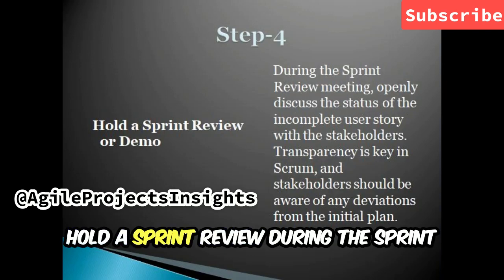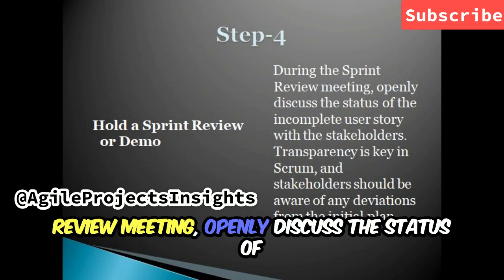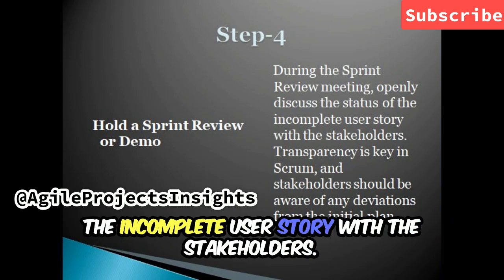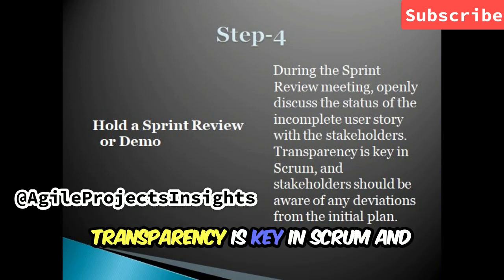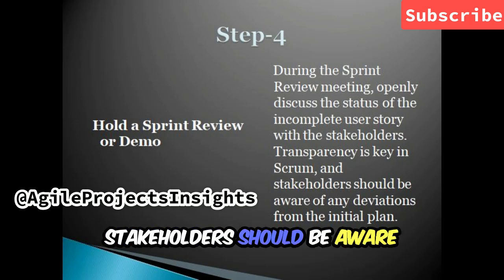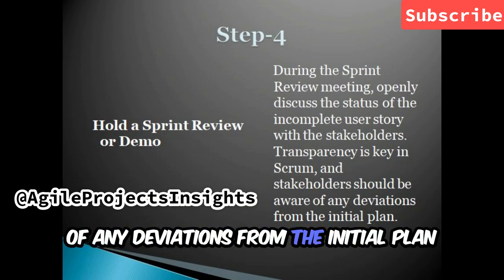Hold a sprint review. During the sprint review meeting, openly discuss the status of the incomplete user story with the stakeholders. Transparency is key in Scrum, and stakeholders should be aware of any deviations from the initial plan.